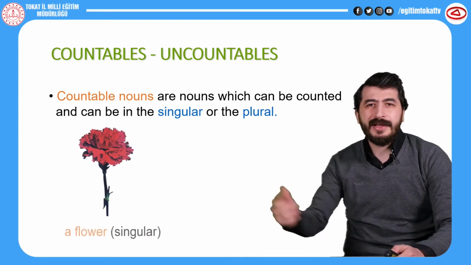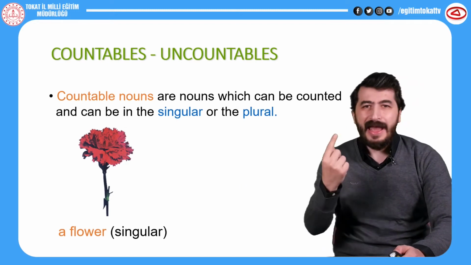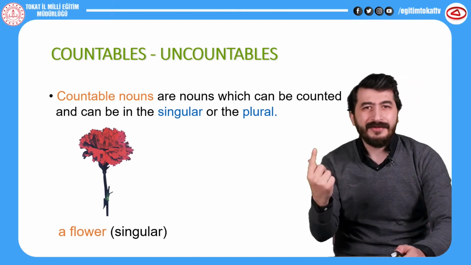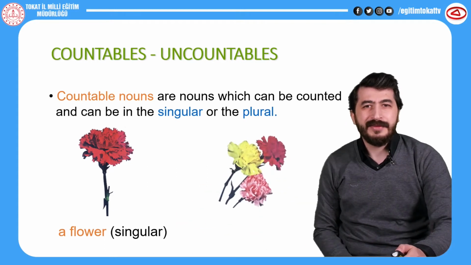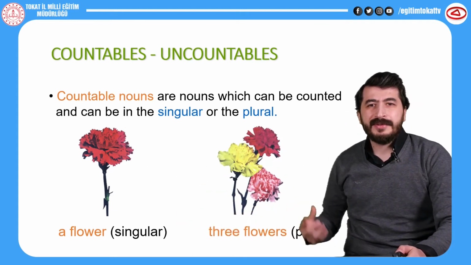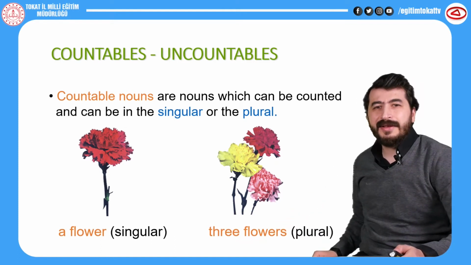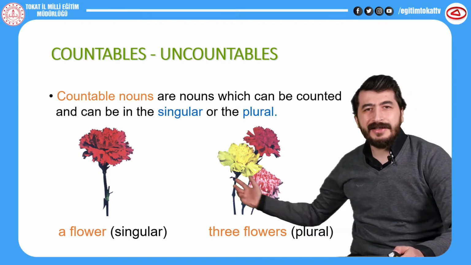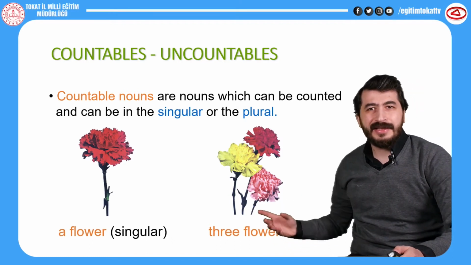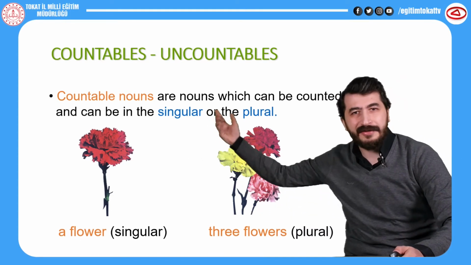So, look at that. There's only one flower. So, we say a flower. One flower. This is singular. What about plural? We have 3 flowers. This is plural. Okay, singular and plural. This means flower is a countable noun.